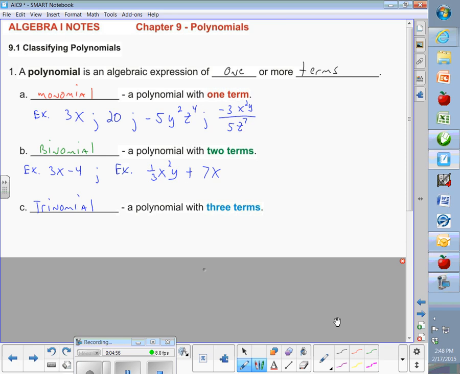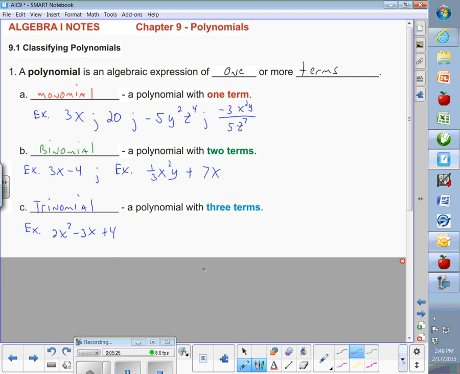What do they normally look like? Well, normal trinomial is something like this. 2x squared minus 3x plus 4. Again, understanding that terms are separated by addition, you can see we have first term, second term, third term, and henceforth we have a trinomial, right? A polynomial with three terms.